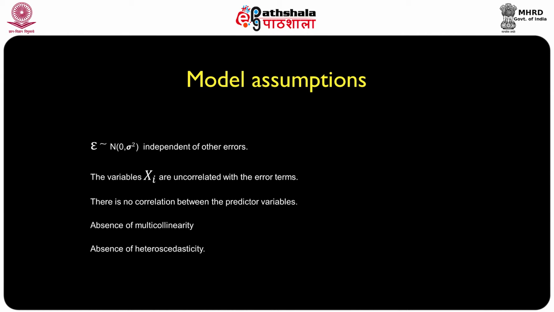Now, based on this model, let me walk you through the assumptions of the multiple regression model one more time. The errors, epsilons, follow a normal distribution with mean 0 and variance sigma square. There is absence of heteroscedasticity, which means there is constant error variance. There is absence of multicollinearity: the predictor variables x1, x2, xk are independent of each other, and there is no correlation between the predictor variables.